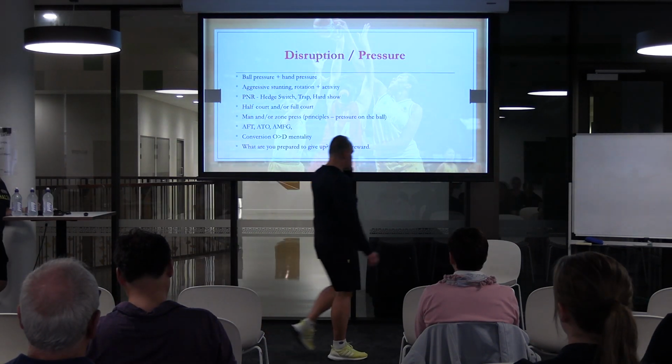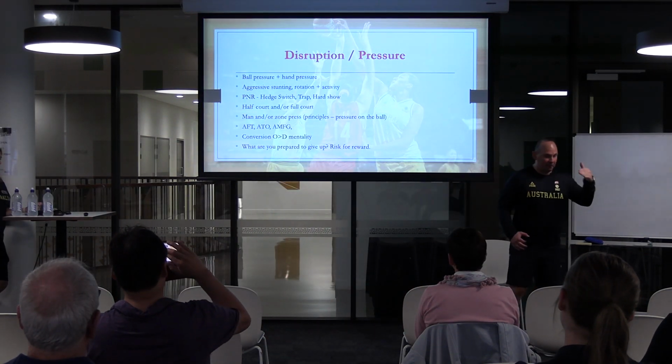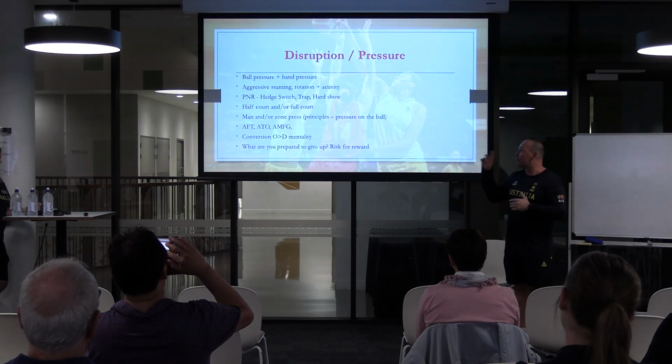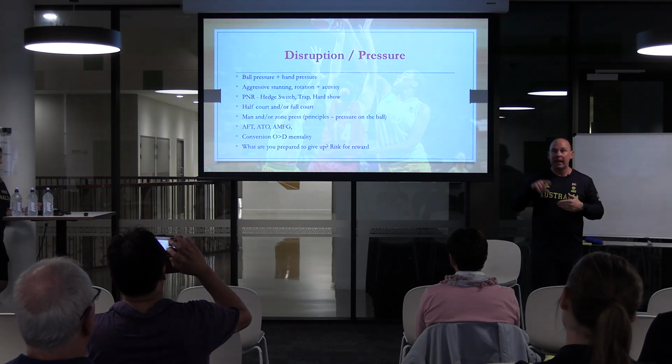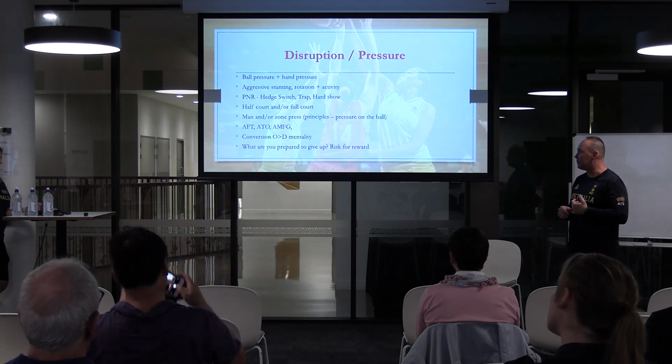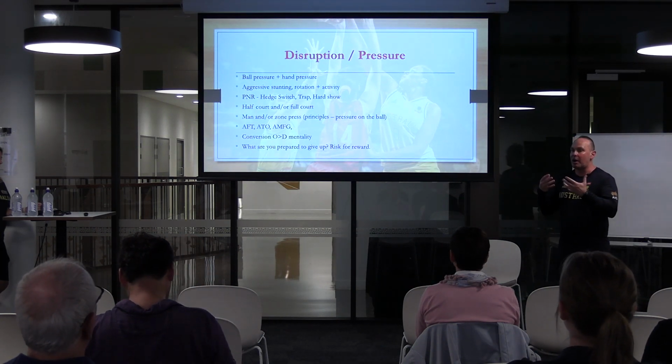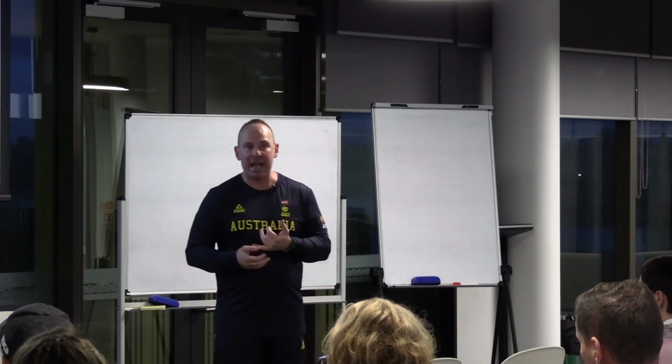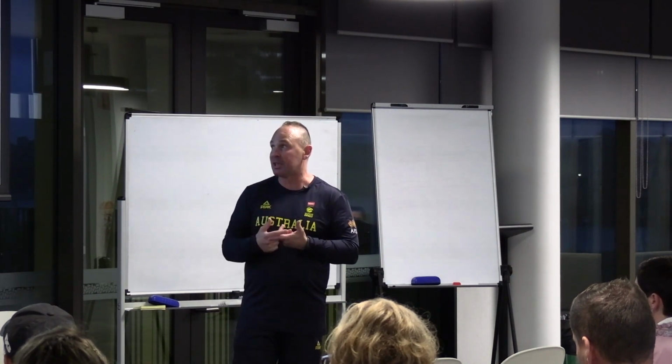So, disruption and pressure. It goes back to the very first part, whether it's containment or pressure, it's having good ball pressure. And I've got some clips after this to show. So with disruption, you want to create pressure situations, whether you're down in time, or a team that doesn't handle full court or half court pressure. So obviously your ball pressure has to be super important, and hand pressure is important.